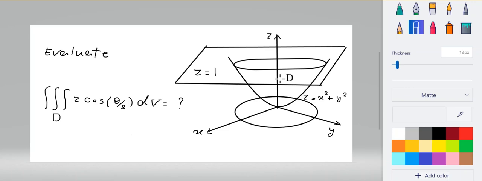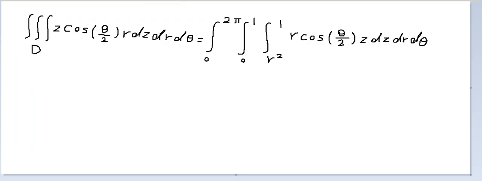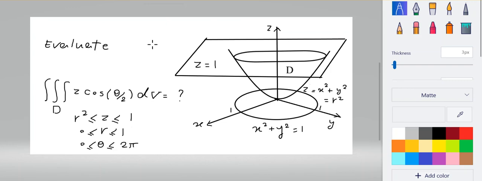So we want to calculate the triple integral of this function on D. Okay, so let's do it. Let's calculate the integral. To calculate the integral, first we have to describe the region D. Now look at the region D. Region D from below is bounded by this paraboloid, z equals x squared plus y squared.